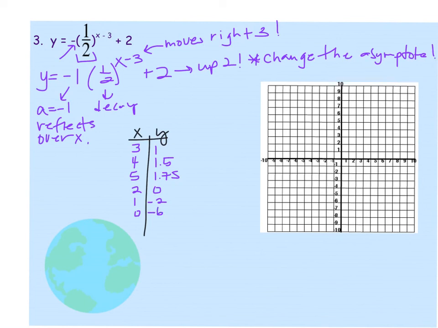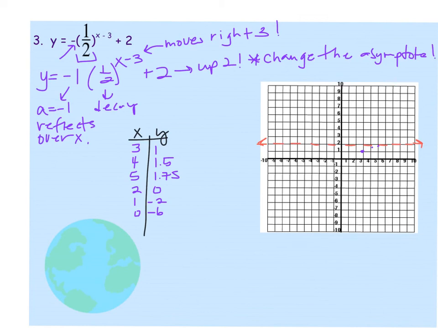All right, let's plot these points and see if we need to draw in our asymptote so that we don't cross over it. 3, 1 is over here on the right. 4, 1.5, so kind of in the middle. 5, 1.75. Do you see how we're getting pretty close to 2 on the y-axis? Let's go ahead and draw in that asymptote right at 2, since everything moved up 2 units, just to make sure we don't cross over it.